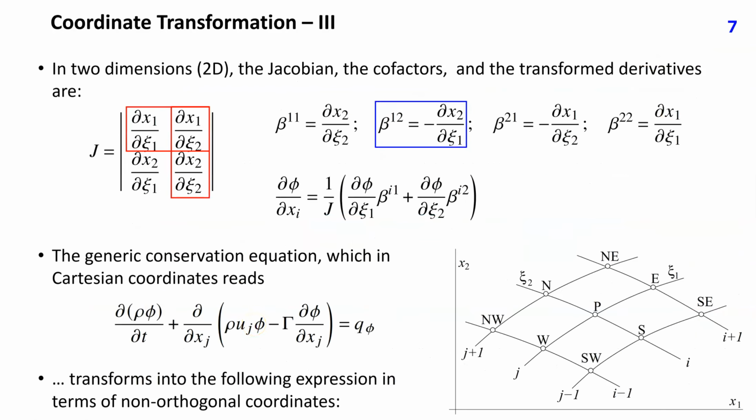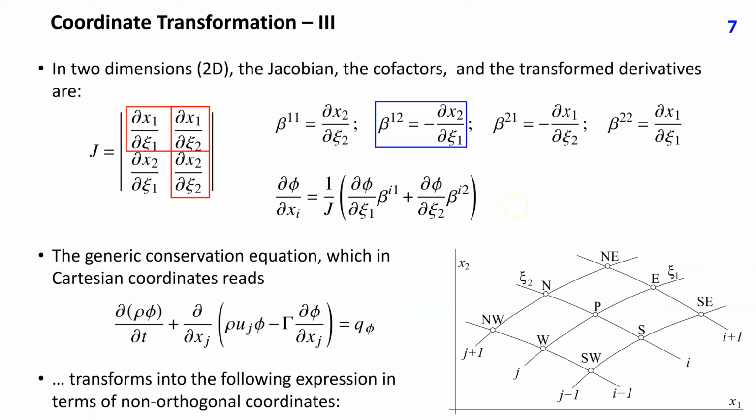In 2 dimensions, the expressions are much simpler than in 3 dimensions. The cofactors are just a single derivative of a Cartesian coordinate with respect to a non-orthogonal coordinate. For example, for beta 1,2, we eliminate the first row and the second column, and there remains only this derivative of x2 with respect to xi1. The derivative of phi with respect to each Cartesian coordinate at node P requires the computation of derivatives with respect to both non-orthogonal coordinates xi1 and xi2, as shown in this expression.